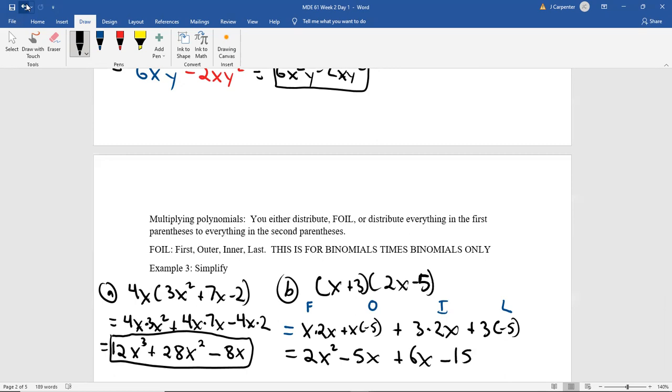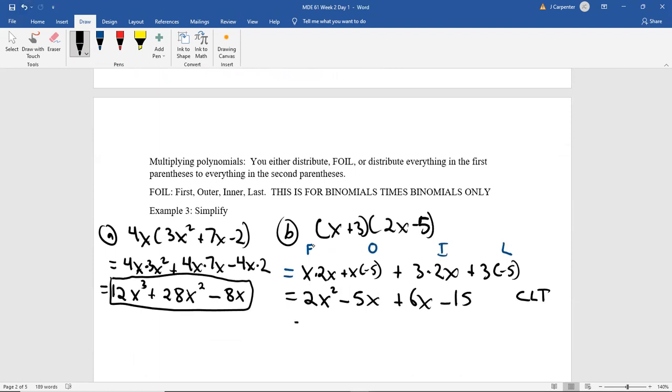Now you might think you're done here, but what happens, I would say 90 to 95% of the time when you FOIL, is you will need to combine like terms. Very often the outer and the inner will be like. Not the only possibility, but it's the most common. Negative 5x plus 6x, negative 5 plus 6 is a positive 1. That gives us 2x squared plus, I'm not going to write the 1 permanently, but that is a 1. That was from the negative 5 plus the 6. And then a minus 15. Our answer.